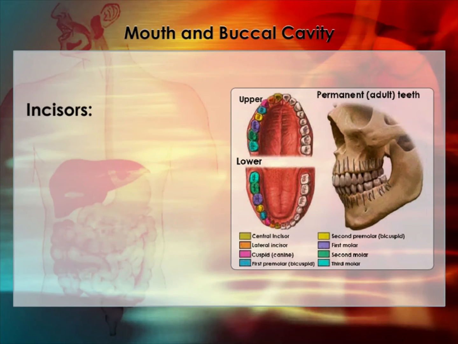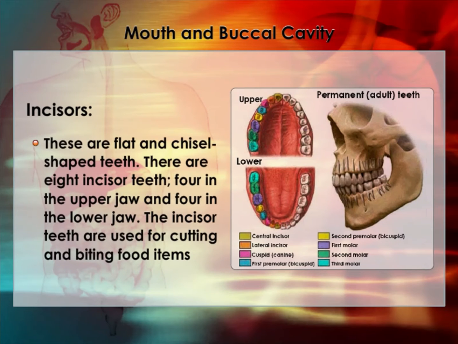Incisors. These are flat and chisel-shaped teeth. There are 8 incisor teeth, 4 in the upper jaw and 4 in the lower jaw. The incisor teeth are used for cutting and biting food items.